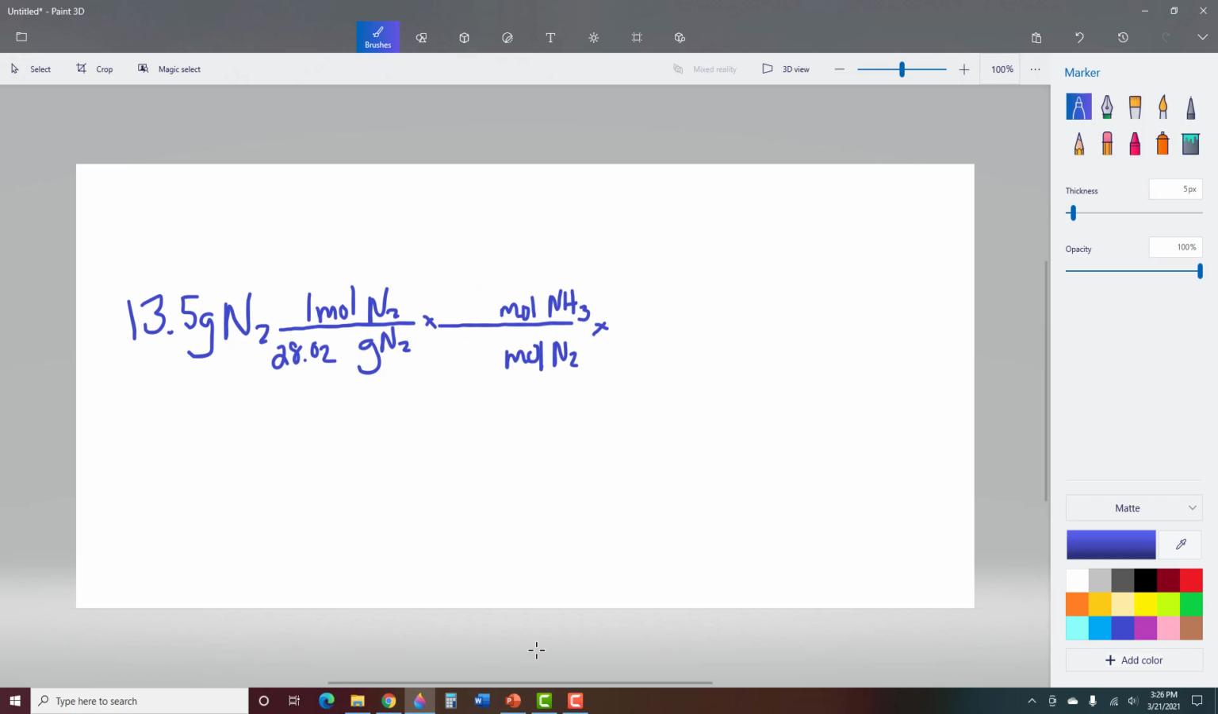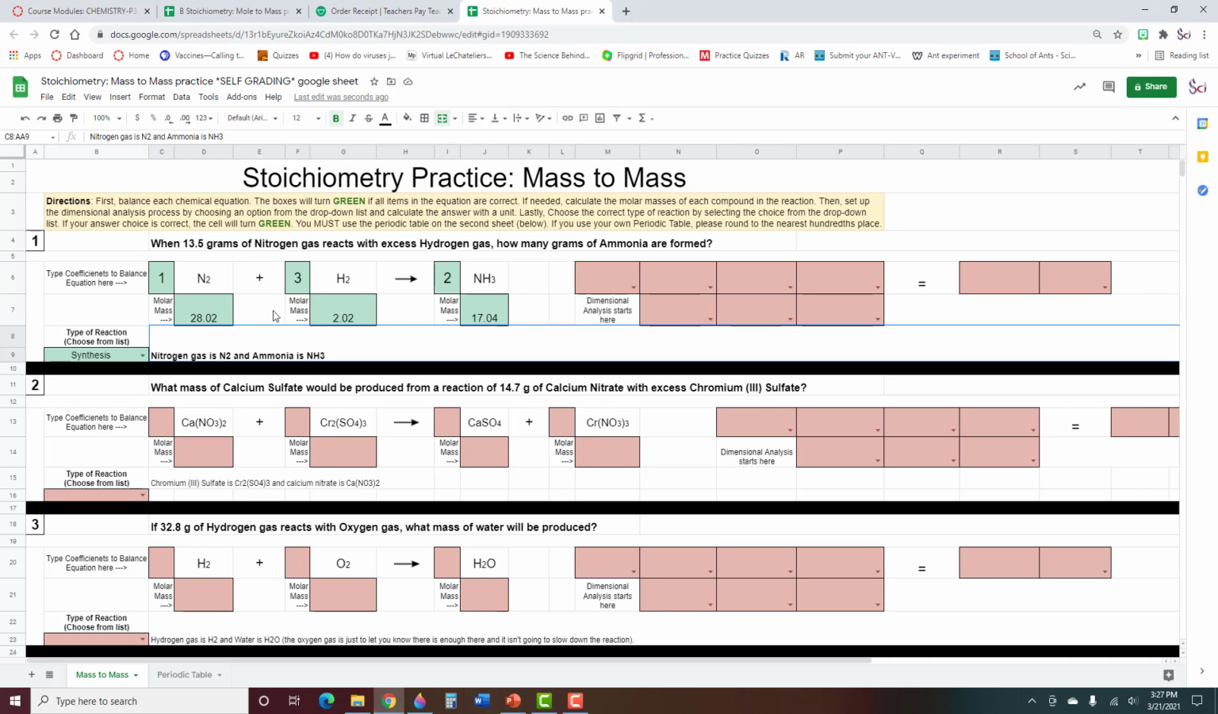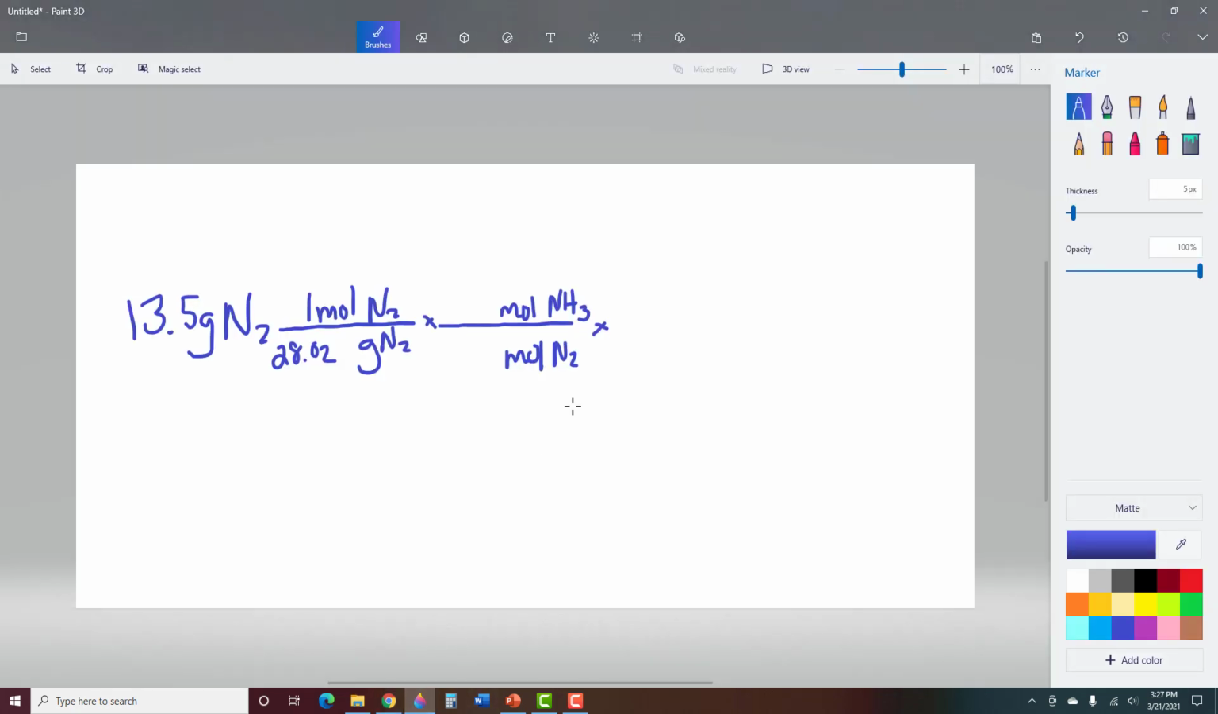To get these numbers here, I go to the balanced equation. So in front of the N2 there is a 1, and in front of the NH3 there is a 2. So this is going to be 1, and this is going to be 2. Last division bar, take your top unit and move it to the bottom, moles of NH3. And then your final third division bar here is going to end with grams of NH3 because that is what they asked you for as your final unit.